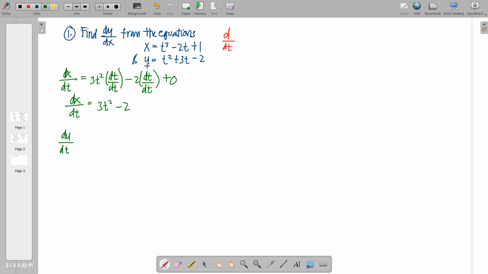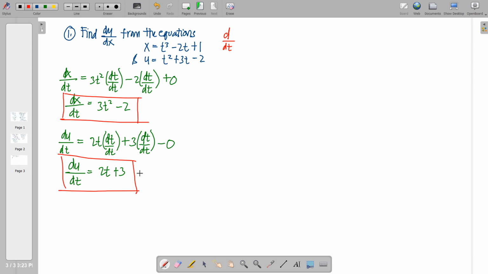We also derive the second equation in terms of t. We have dy over dt is equal to the first term, 2t times dt over dt, plus 3 times dt over dt less 0. So dy over dt will be simplified to 2t plus 3. Now that we have obtained this, we simply say that dy over dx is equal to 2t plus 3 all over 3t squared plus 2.